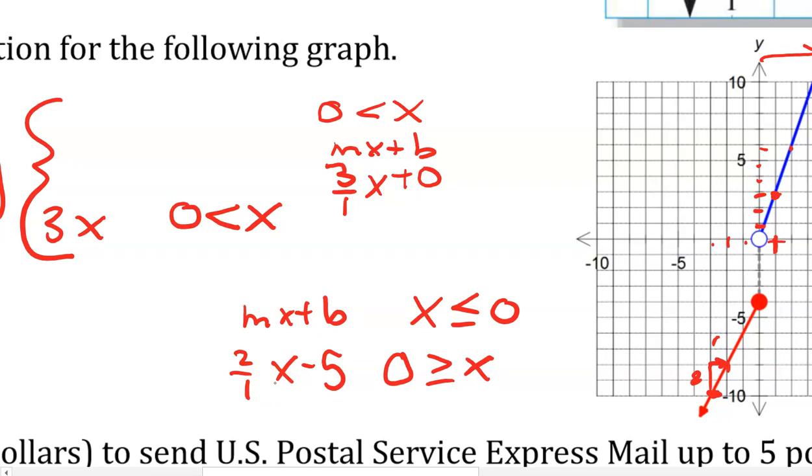So for x less than or equal to 0, we have the function 2x minus 5.